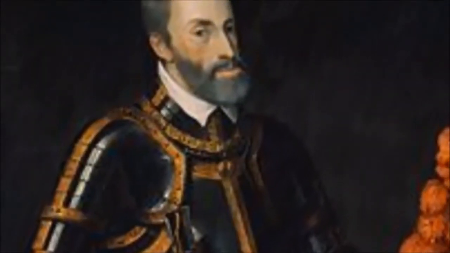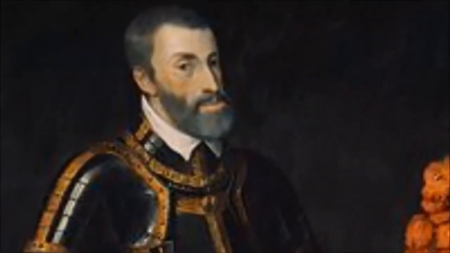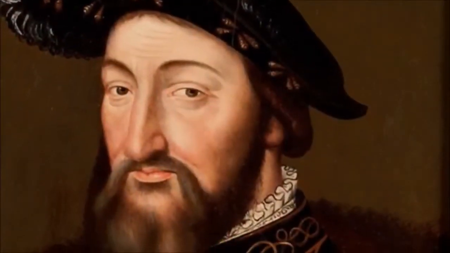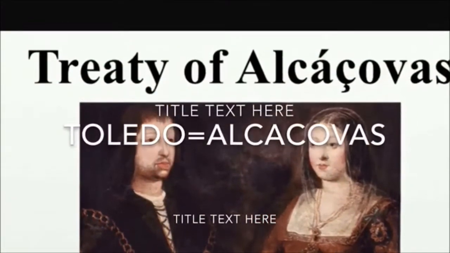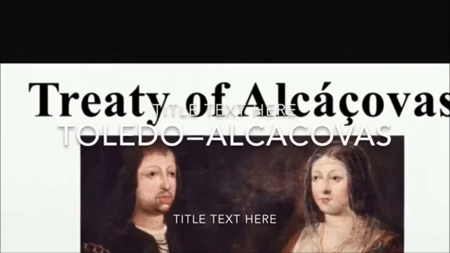In 1539, England was done making deals with Charles V and Francis I of France with the Treaty of Toledo, stating that they wouldn't make any more alliances with the English.